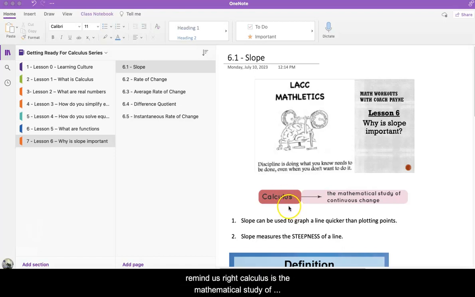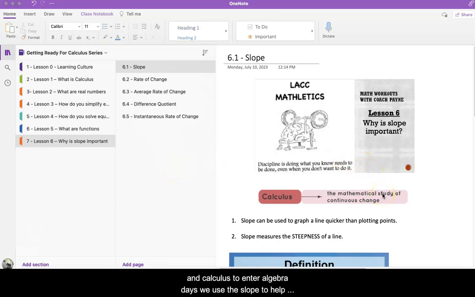I want to remind us, calculus is the mathematical study of continuous change, and slope is going to play a key role in calculus because not only do we need to understand slope, what is this rate of change, what is this average rate of change, how does this difference quotient play an important role, and this instantaneous rate of change in calculus?